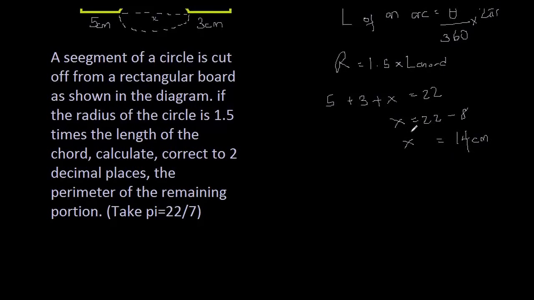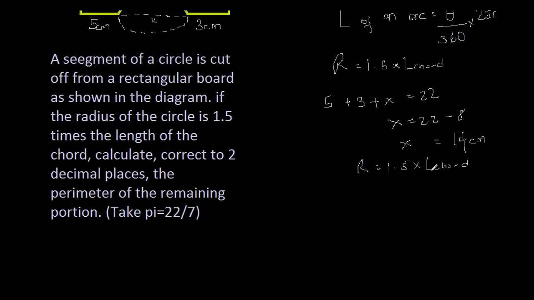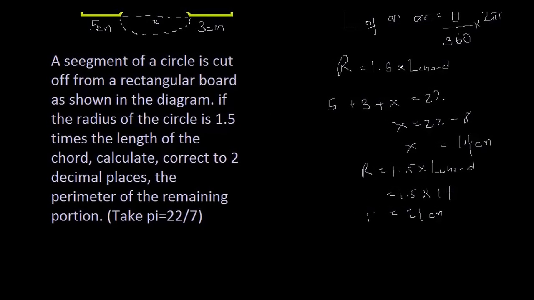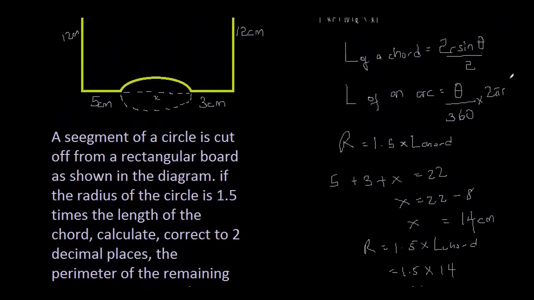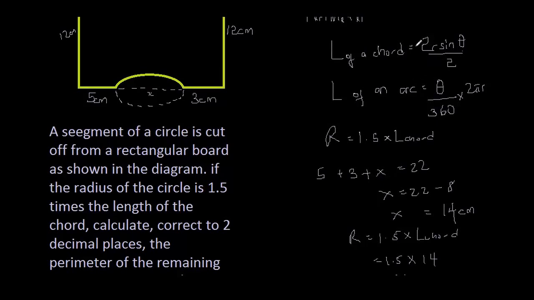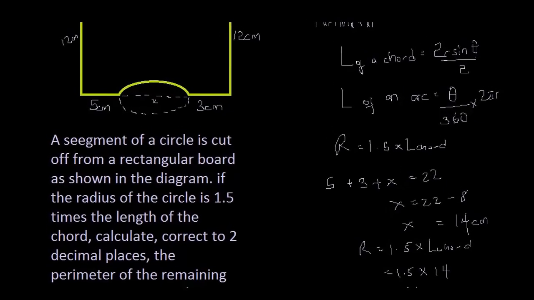So my radius is 1.5 times the length of the chord, which is 1.5 times 14, giving me 21 centimeter. So that's the radius. Now let's move further. We still need the value for theta before we can calculate the length of the arc. Now to get theta, let's come back here. We have the radius, we have the length of the chord, so I can get theta now. This is the only unknown here.